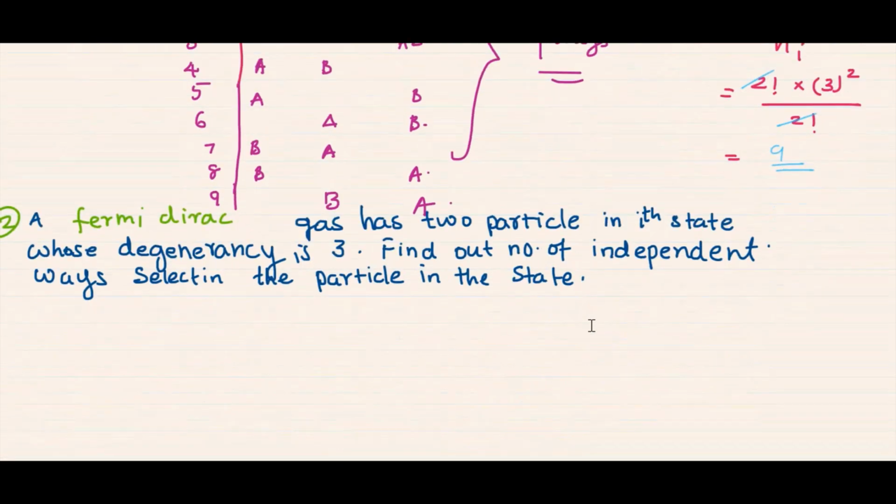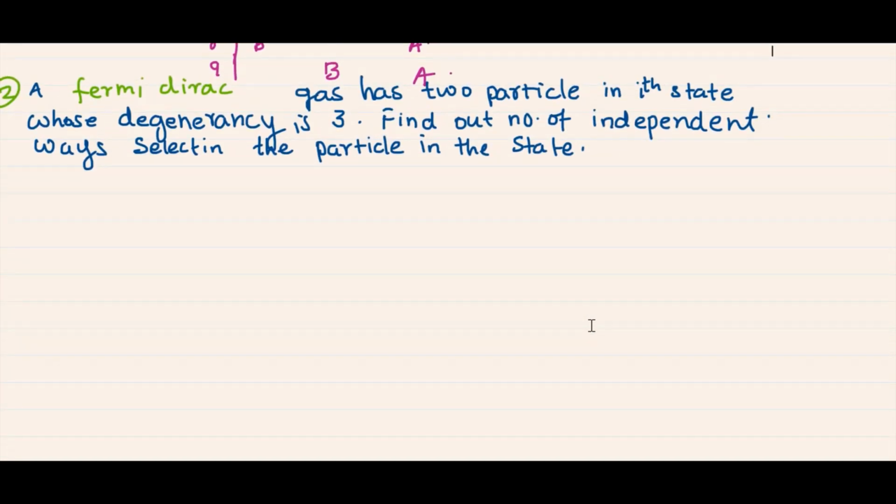So we move to the second question. The second question is exactly the same as the first question, but the only difference is that instead of a Maxwell-Boltzmann gas, here we have a Fermi-Dirac gas. So the solution will change. Okay, we can solve this problem. Here we have a Fermi-Dirac gas. So here also 3 particles. So Ni is 3 and degeneracy is 3. So g is 3, and fermions, so they are indistinguishable.